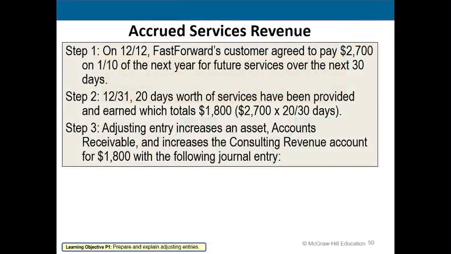So here we have an example. Fast forward, a customer agreed to pay $2,700 on January 10 of the next year for future services over the next 30 days.